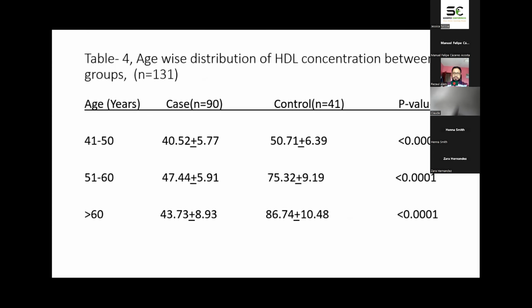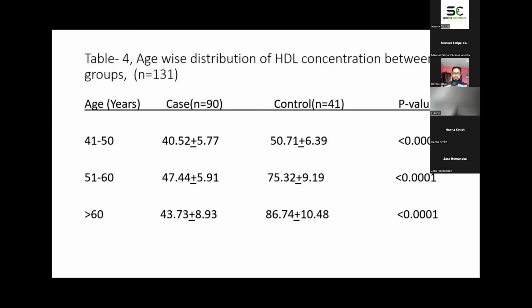Age-wise distribution of HDL concentration between the groups. Here we see that between the age of 41 to 50 years, the HDL concentration is 40 in the case group, and in the control group, it is 50, and the p-value here is less than 0.001. This is significant. And the age group between 51 to 60 years, the HDL concentration in the case group is 47. In the control group, it is 75. And the p-value is less than 0.001. So this is again significant.